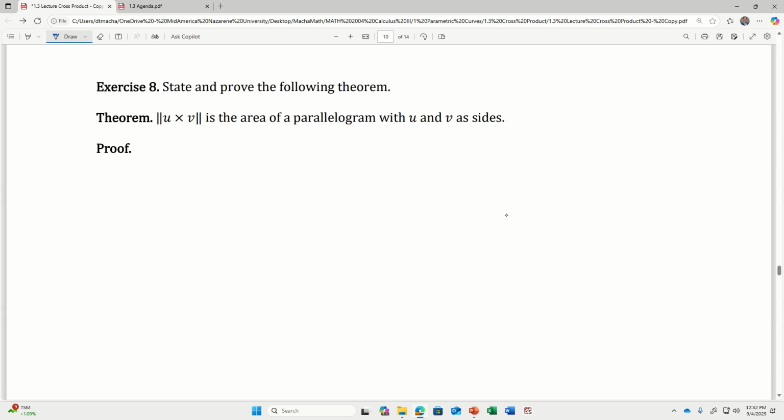How about this? The norm of u cross v is the area of a parallelogram with u and v as sides. So let's talk about that. Here are my nice vectors u and v. And if I want to make a parallelogram out of this, I need to also scooch up a copy of the vector u and scooch over a copy of my vector v, like that.